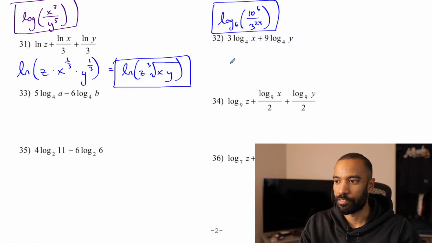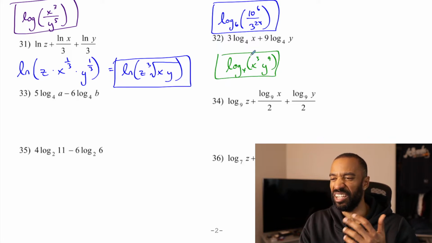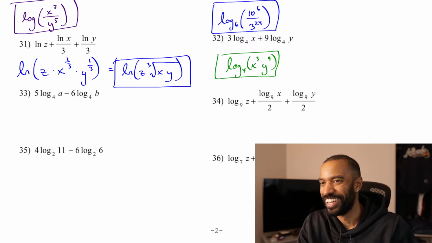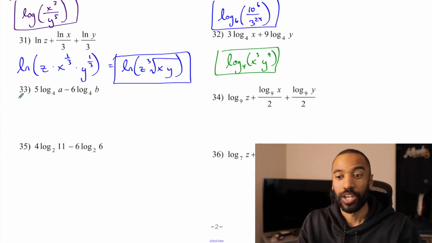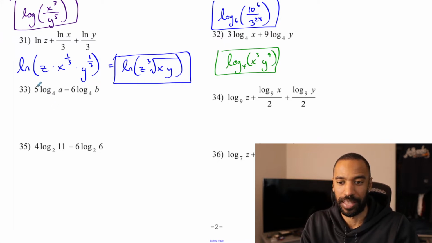so back to some other stuff here. Same base, so log base 4 of x cubed times y. You can see I was excited about something, and now I'm like, oh man, back to this stuff. All right, here we go. Four more problems with the condensing thing. We're almost done. You see I got to write less, though, and that's good.